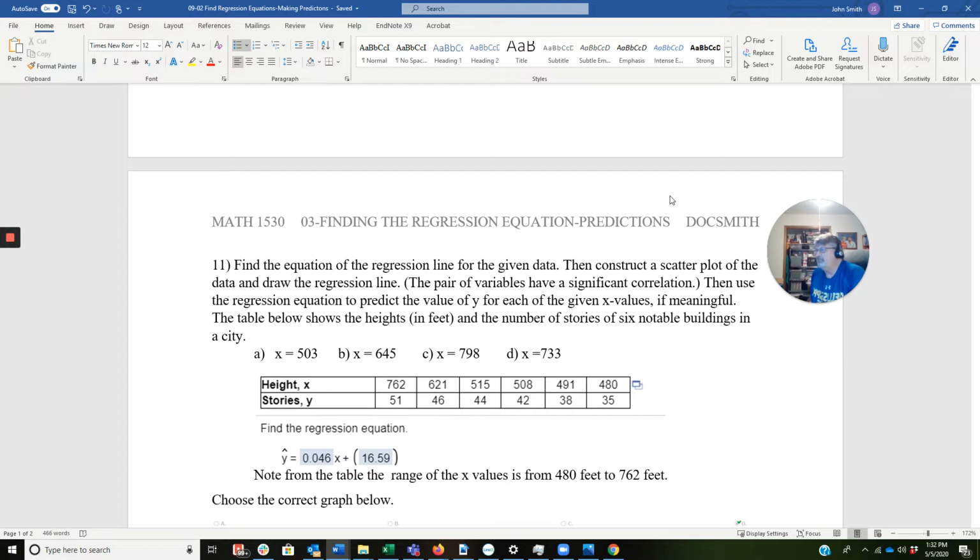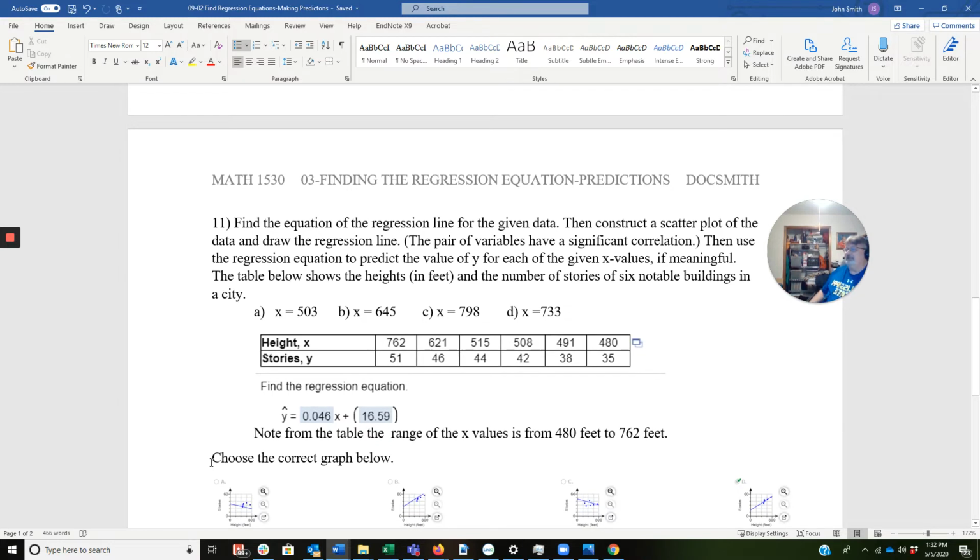And notice we have 4 numbers there. We have an x of 503 feet, an x of 645 feet, an x of 798 feet, and an x of 733 feet. Now, the regression equation we have here is what we're going to produce with StatCrunch in just a second, but we need to note the table. The range of x values is from 480, there's our lowest, to 762, our highest. And that range is going to be important as we make predictions using this regression equation.